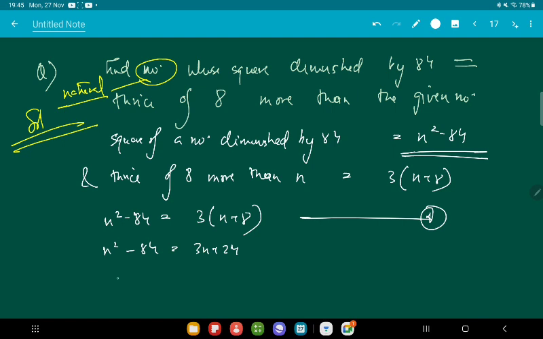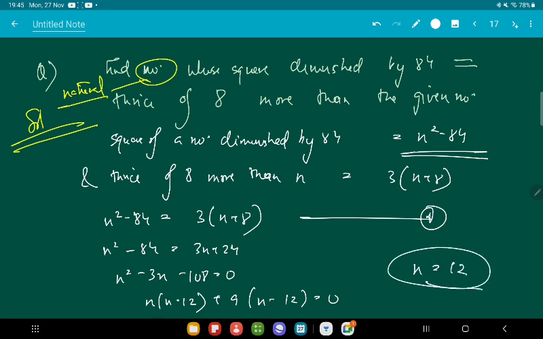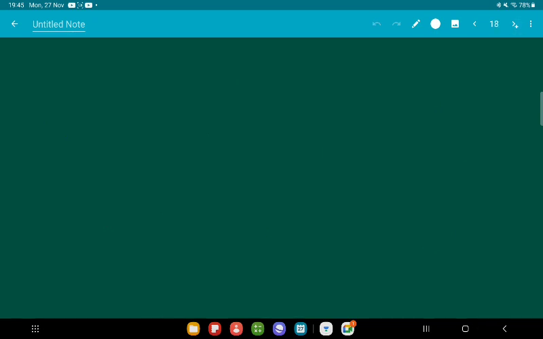When you solve this, n square minus 3n minus 108 is equal to 0. n minus 12 is equal to 0. You will get n is equal to 12. As I said, n is a natural number, so the natural number is 12 here. I hope you have understood the question. A little word problem it is. Let's do a little more word problems.